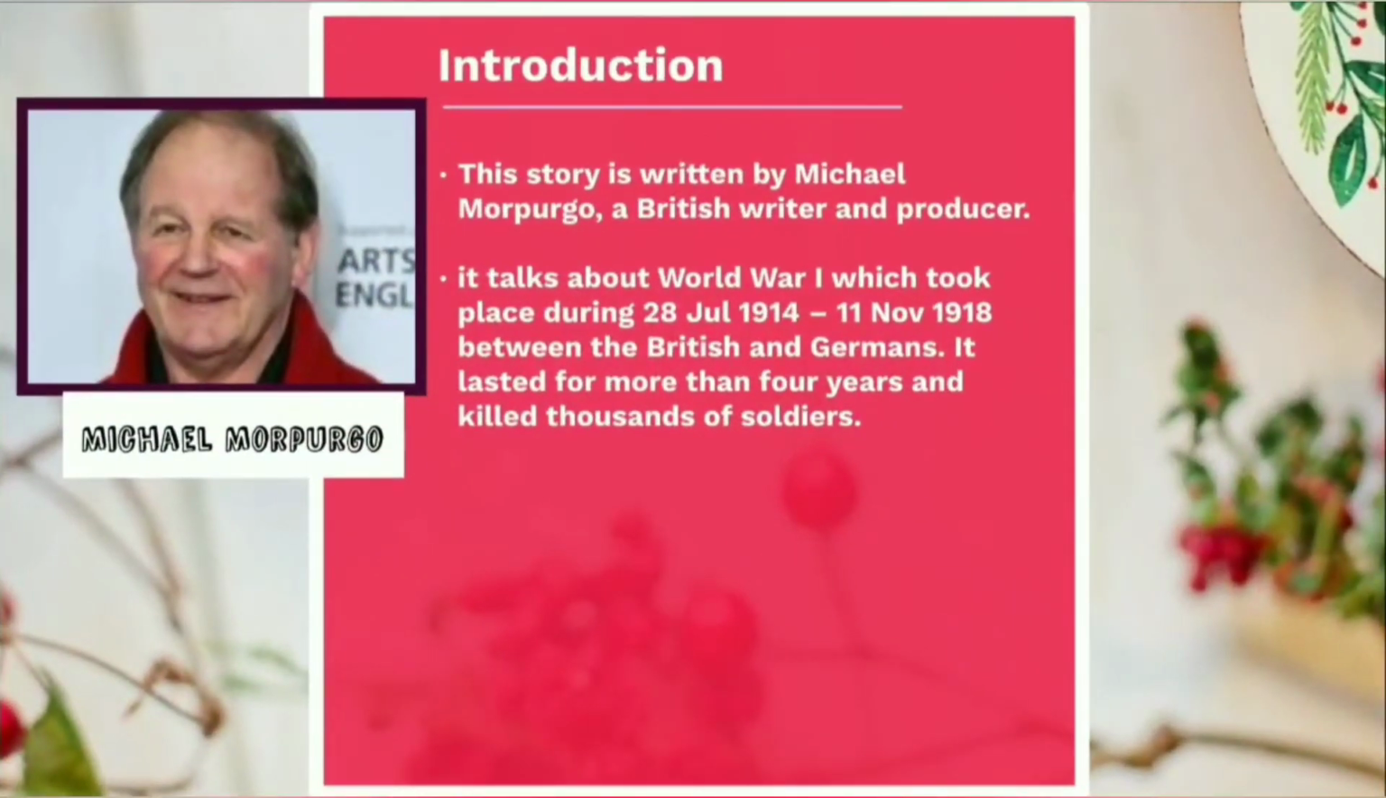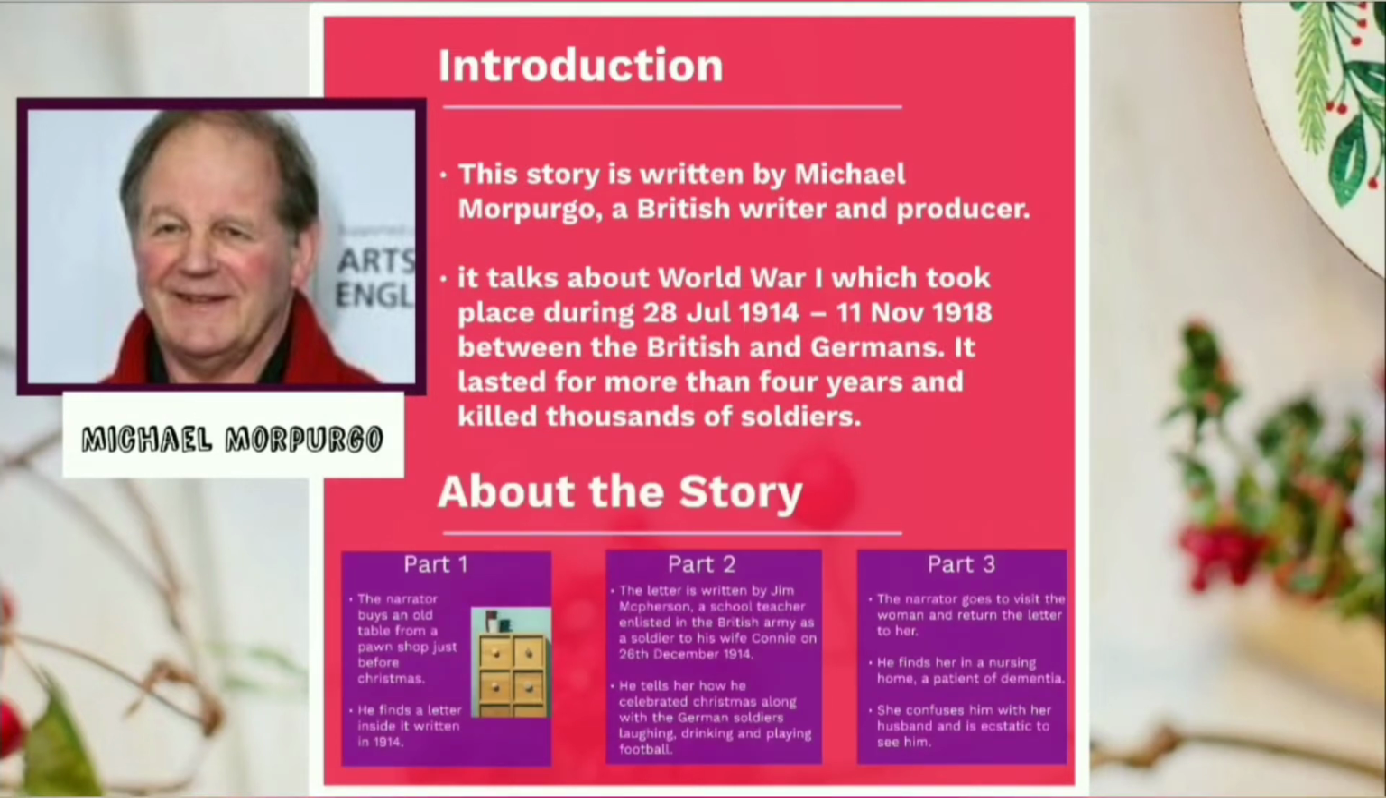The story is written by Michael Morpurgo, a British writer and producer. It talks about World War I between the British and German forces, which took place during 1914 to 1918. This war lasted for more than 4 years and killed thousands of soldiers. The story touches upon the theme of war from the perspective of a soldier. Now let's discuss the structure and plot of the story.